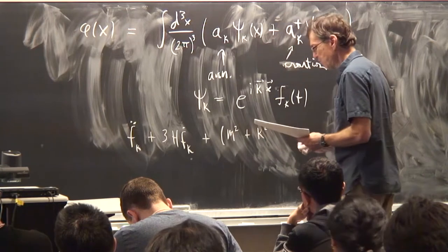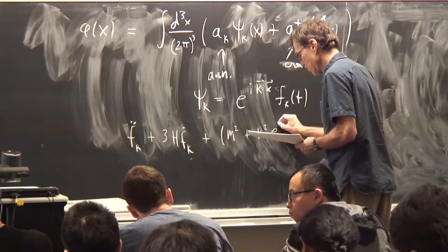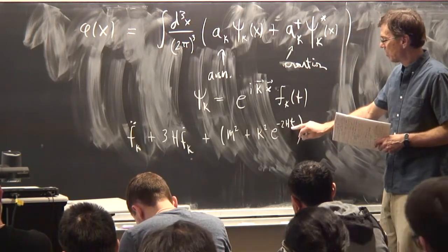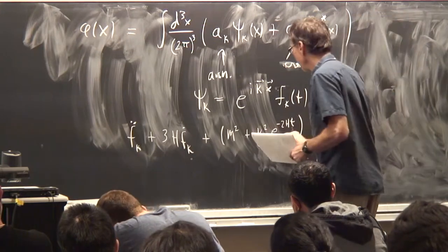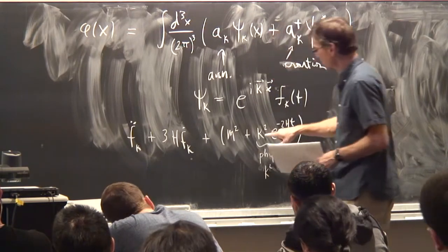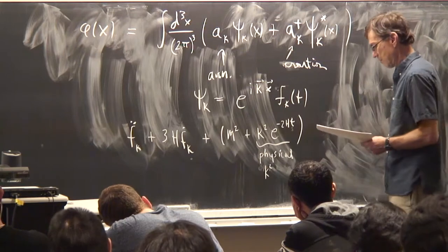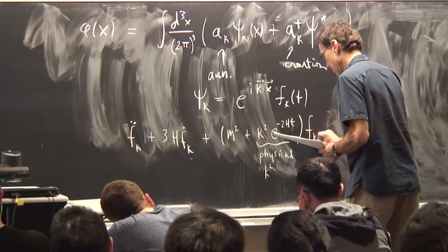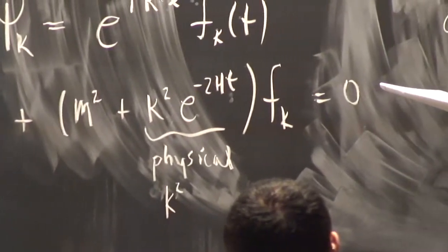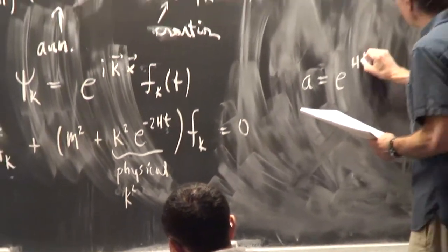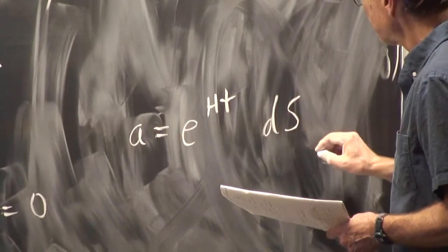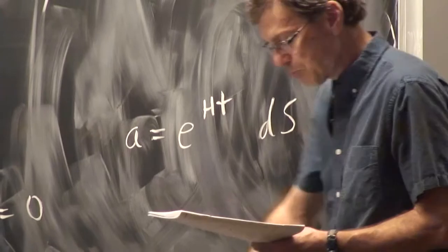And then the contribution from the gradient term is k squared, but it gets multiplied by e to the minus 2Ht. And this you recognize, that's k over a squared. So that combination is just the physical k squared, whereas this k is the comoving k, times f_k equal to 0. So here I've just approximated the actual inflationary background as de Sitter space, purely exponential expansion.